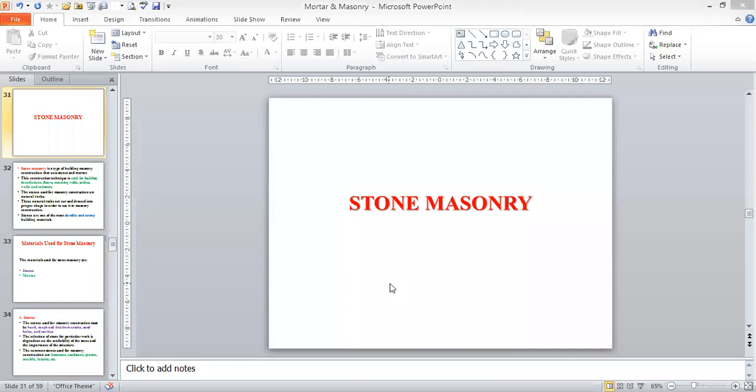So the first one is stone masonry. The prerequisite is the mortar. If you understand the mortar, then we can go for the stone masonry or the brick masonry. The prerequisite is to understand the principles, materials, and concepts of the mortar. Once you understand the mortar, then we'll go for the stone masonry, and we can easily understand stone masonry as well as brick masonry itself.